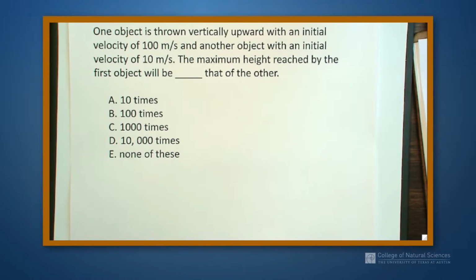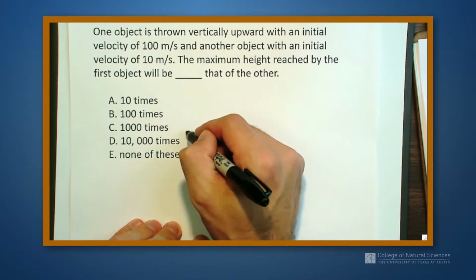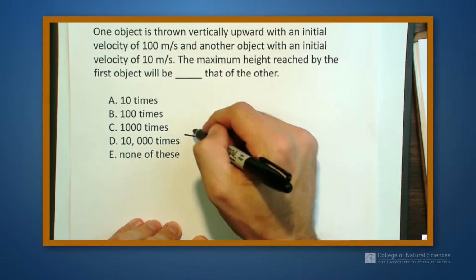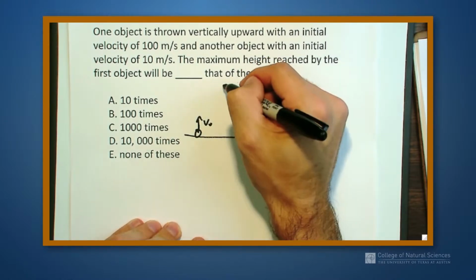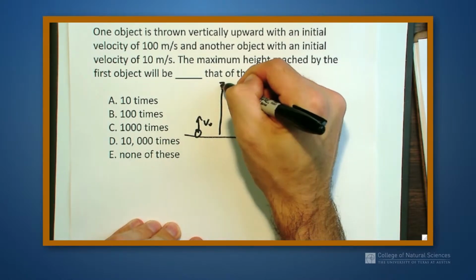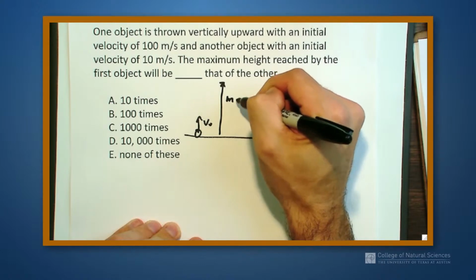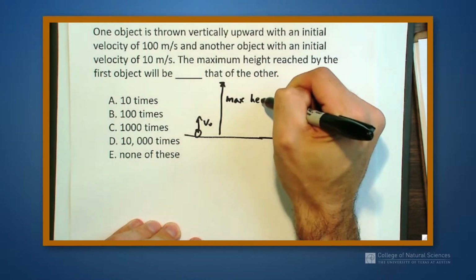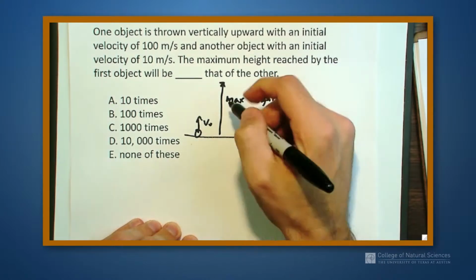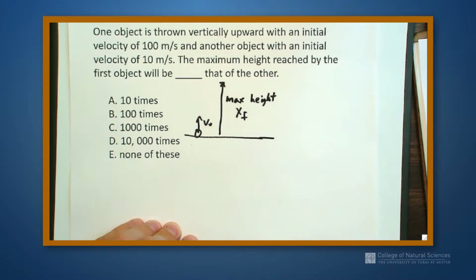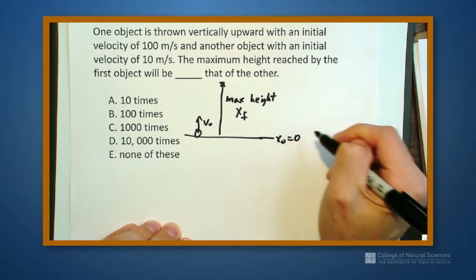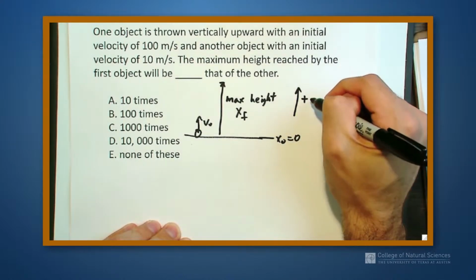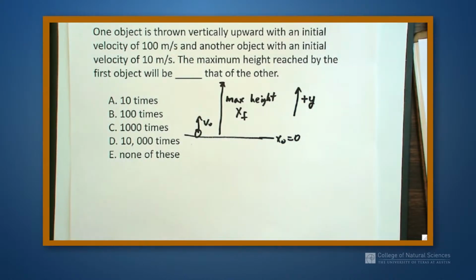Well, the best way I think to start this problem is to draw a picture, because that I think is the best way to solve all these problems. It's got some initial velocity. It's going to go up and it's going to reach some max height. I'm going to call this max height my final position. And I'm going to say my initial position is at the ground, and that up is a positive y direction.